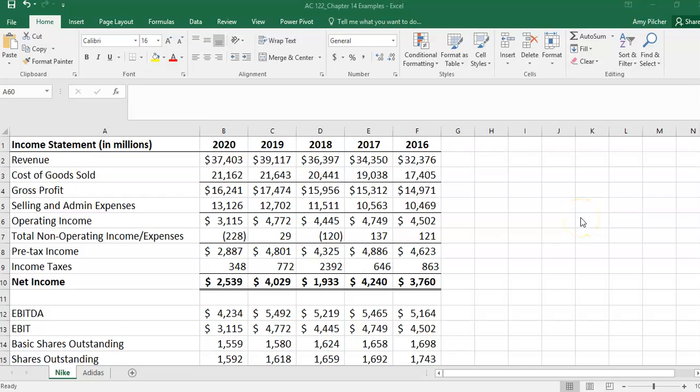Chapter 14 covers financial statement analysis. So in the examples for Chapter 14, we're going to look at actual financial information for Nike and Adidas. So this is information that I pulled off the internet about Nike's current financials and Adidas's current financial reports.